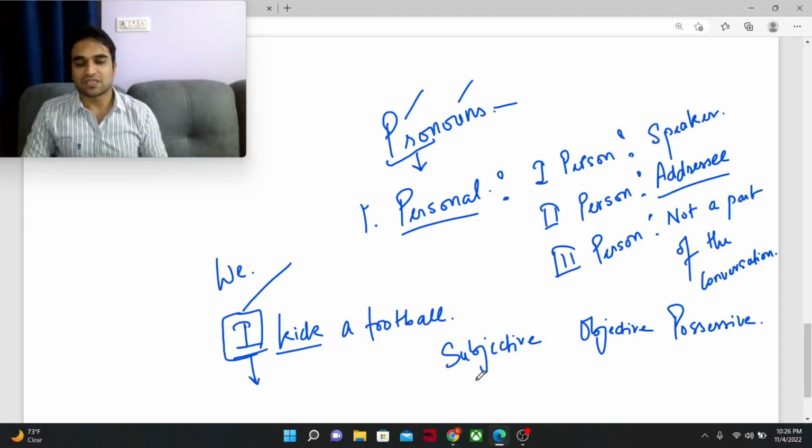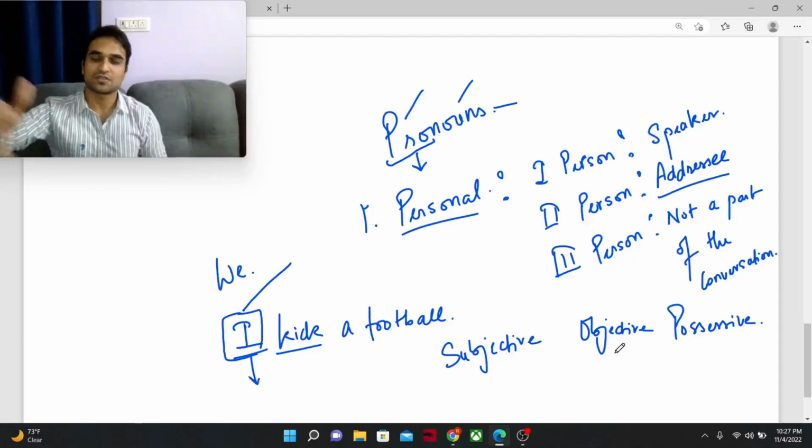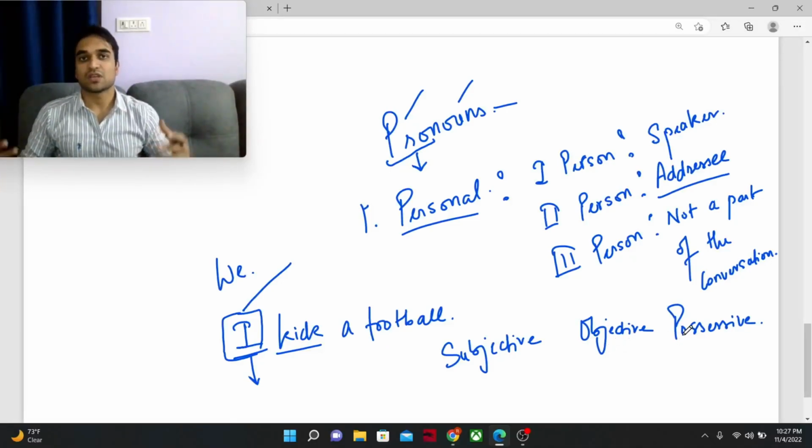When the pronoun is the subject of the sentence, you use the subjective case. When the pronoun is the object of the sentence, you use the objective case. And when the pronoun signifies or shows possession of some noun that is stated in the sentence, you use the possessive case. So we have a table that we'll follow, but before that, let's complete other kinds of pronouns. I'll return to the concept of cases and I'll discuss it thoroughly, but that is for later.